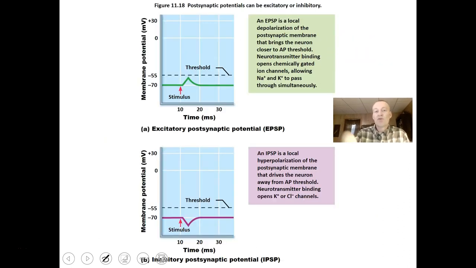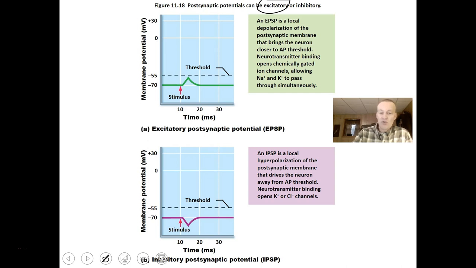Sometimes neurotransmitters will cause an excitatory postsynaptic potential. That is, sometimes they'll stimulate the next cell downstream to flood with positive charge and become excited.